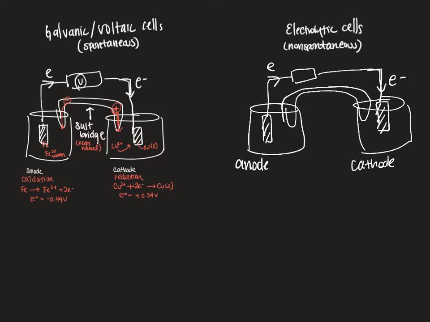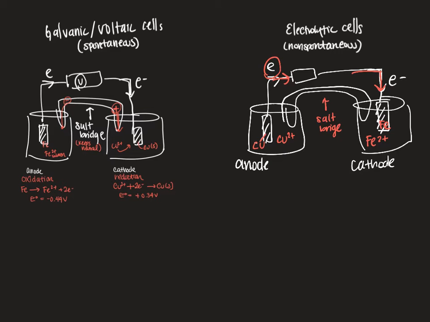But what's happening at each of these? Well, at the anode, we have copper right here, and then we have Cu2+ in solution. And for the cathode, we have iron being plated on with Fe2+ being used up in that solution. And once again, we have our salt bridge. And as you can see, electrons are still always moving from the anode to the cathode.